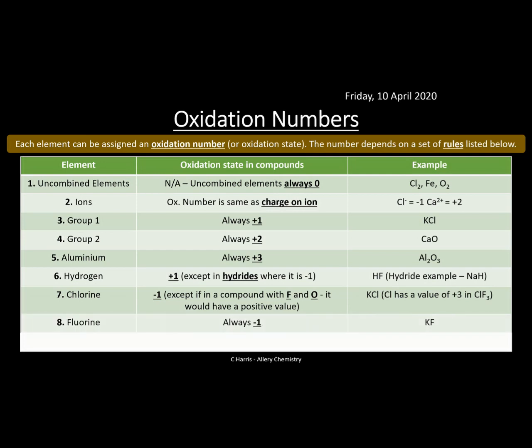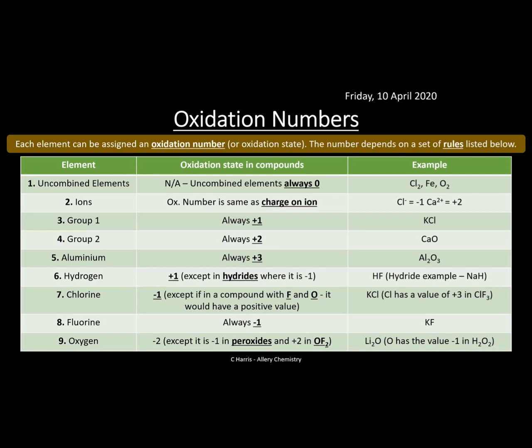The penultimate one is fluorine, which is always -1, so there are no exceptions with this one. So in KF, F is -1. And the final one is oxygen, and that is always -2. It's always given an oxidation number of -2. And this has 2 exceptions, which makes it a little bit more complicated: it's -1 in peroxides and +2 in a very specific compound, which is OF2. So, for example, in lithium oxide, Li2O, oxygen has an oxidation state of -2, but in peroxide, which is H2O2, oxygen has the value of -1.